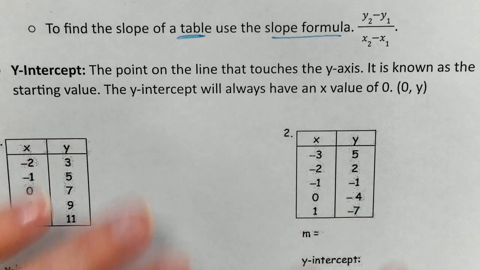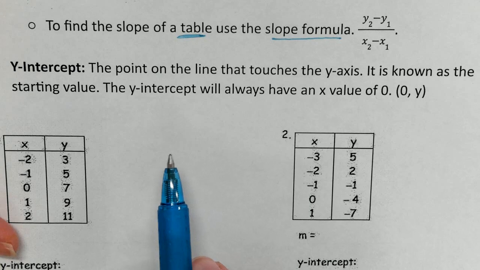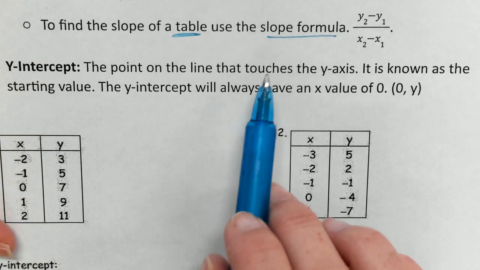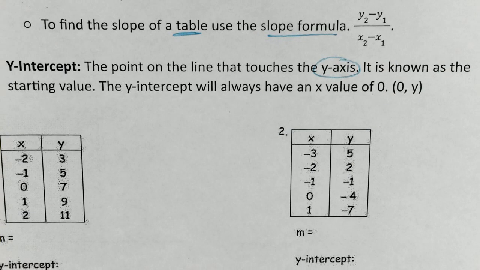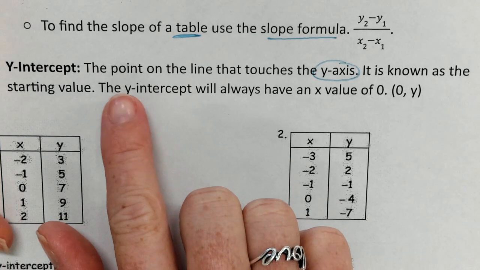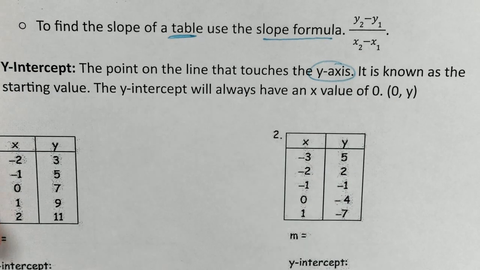This is the one we really didn't focus on last time. A y-intercept is a point on the line that touches the y-axis. It is known as the starting value, or like the one-time fee. And the best part about it is the y-intercept will always have an x value of 0. And let's talk about it.